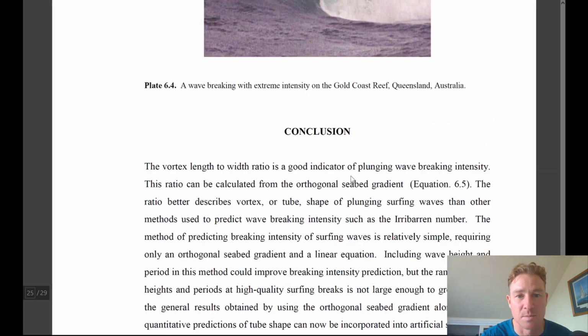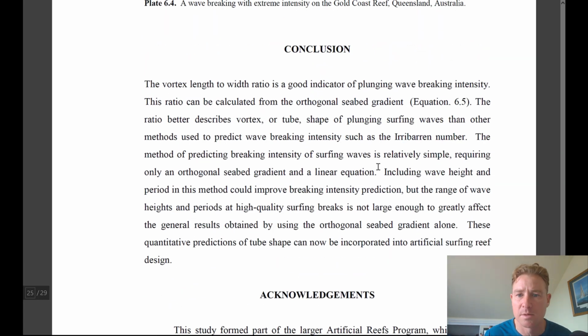I thought this was the most amazing thing, because I'm like, wait, you guys are forgetting about period. Here we go. Including wave height and period in this method could improve breaking intensity prediction, but the range of wave heights and periods at high quality surfing breaks is not large enough to greatly affect the general results obtained by using the orthogonal seabed gradient alone.